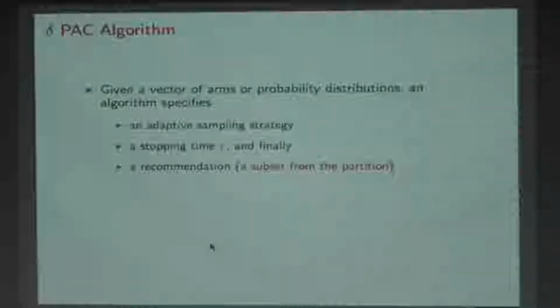3 arms are given to you. It decides first arm sample. Okay, the value looks like this, so let's sample the second one, and so on and so forth. Then it comes up with a stopping time. This is the time to stop. So there's a rule. Now I stop. And finally, it gives a recommendation. This set of arms came from this particular partition. Okay? So that's the problem we are focusing on right now.